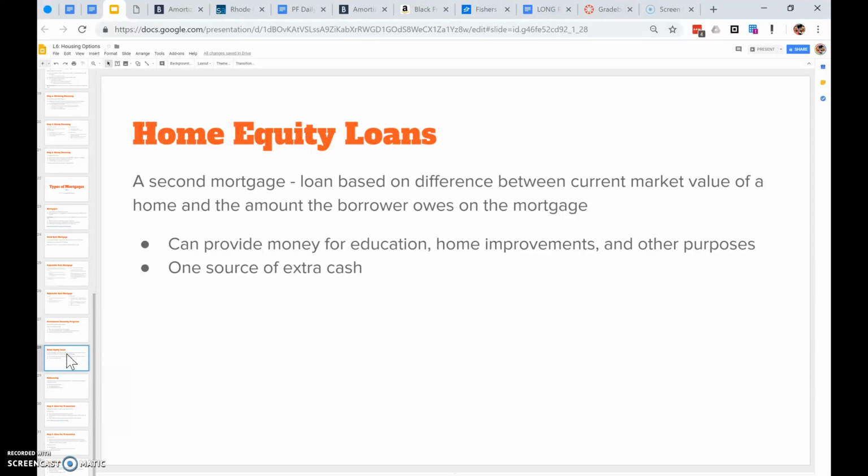Home equity loans are loans based on the difference between the current market value of a home and the amount the borrower owes on the mortgage. This is sometimes called a second mortgage. To determine the amount of this type of loan, the financial institution, the bank, will find out the current market value of the home and how much equity is in the property. These loans can provide extra money for all sorts of things: education, home improvements, and other purposes. So second mortgages are one source of extra cash for homeowners. However, taking out that additional loan can keep a homeowner continually in debt. So it's not something I would suggest you do.